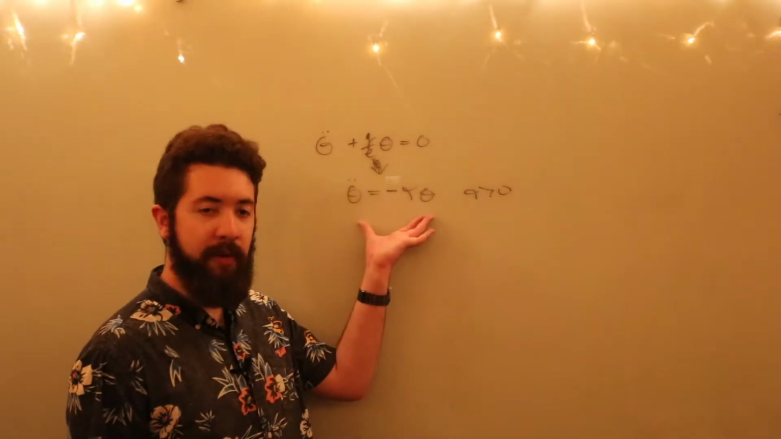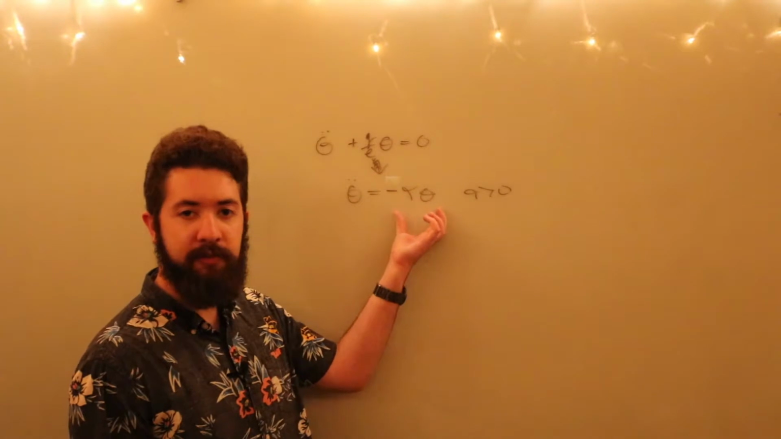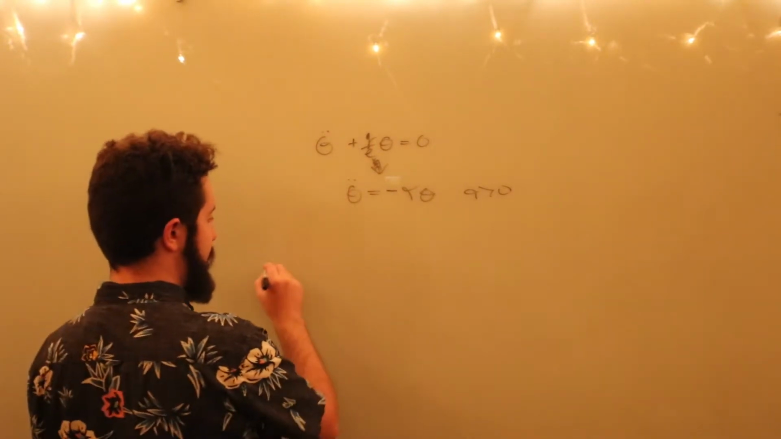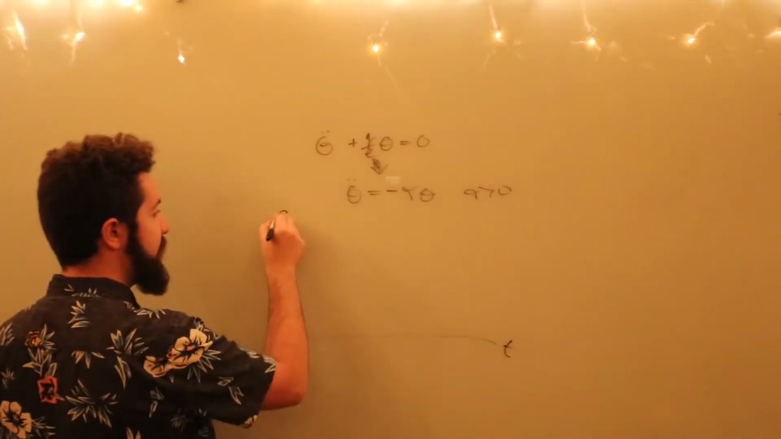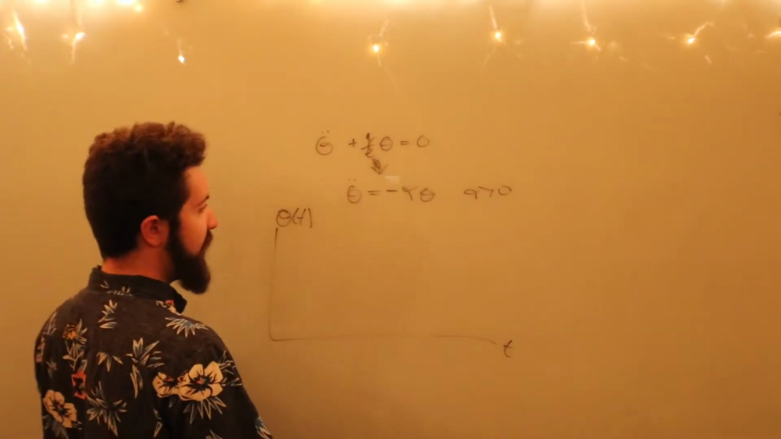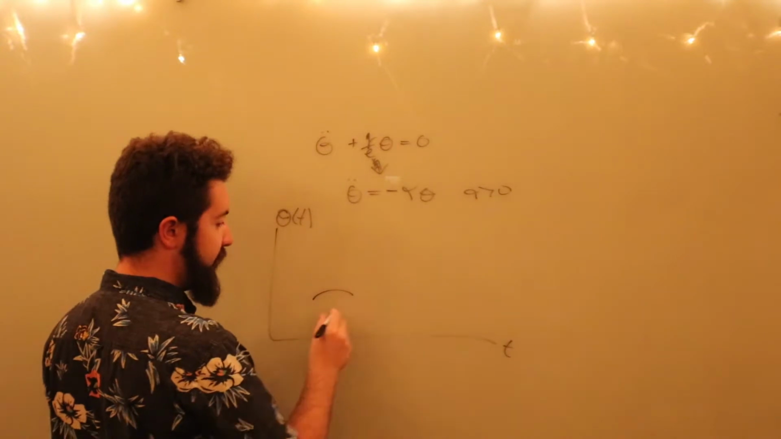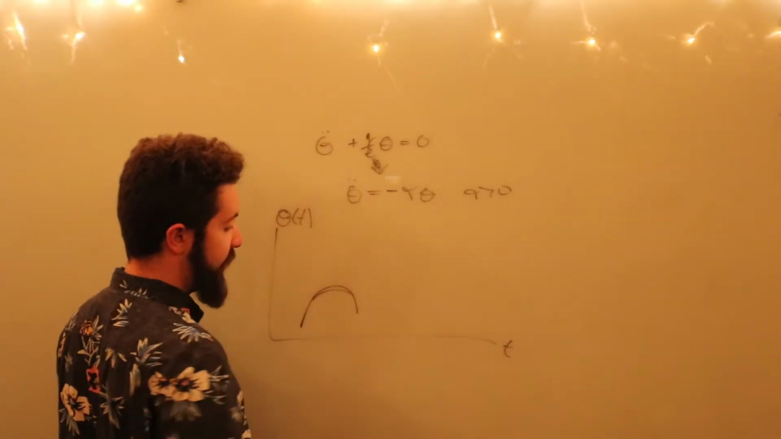So this is kind of what we're looking at: the second derivative is proportional to the negative of the function. Now what does that actually mean? Well, suppose we drew a graph here. This is t, and this is going to be theta as a function of t. So this means that if our function is positive, if our function is up here, then its concavity has to be negative, so it has to look like that.